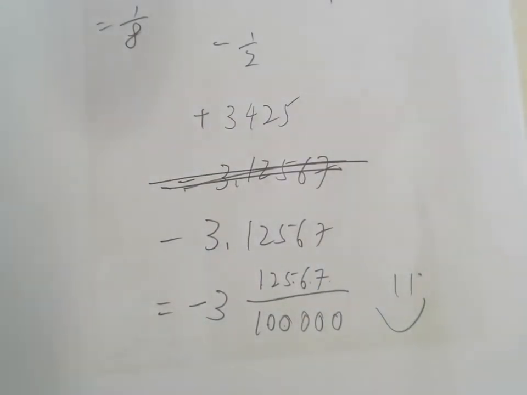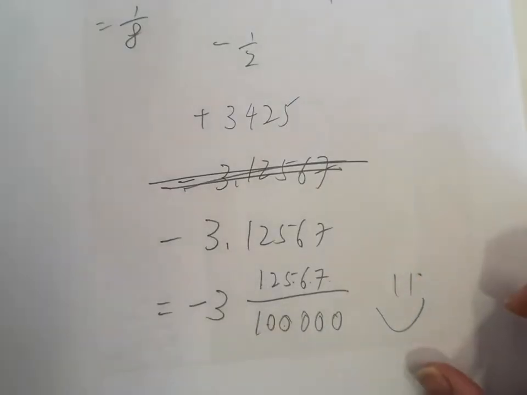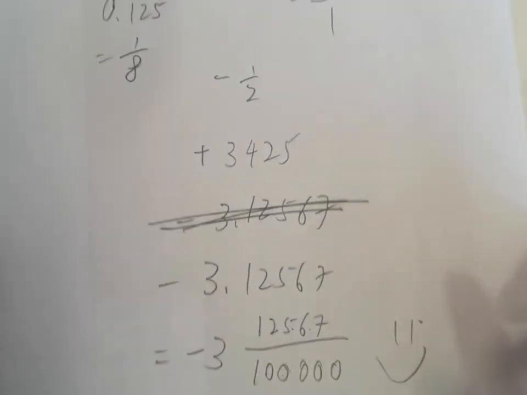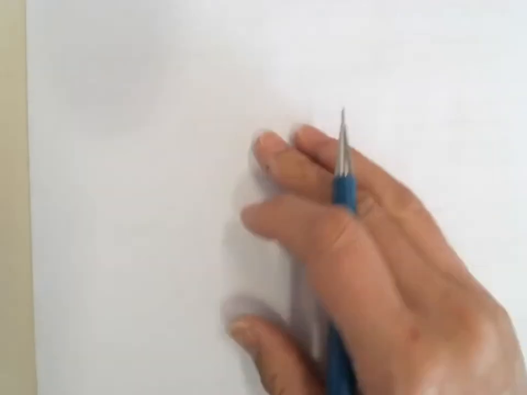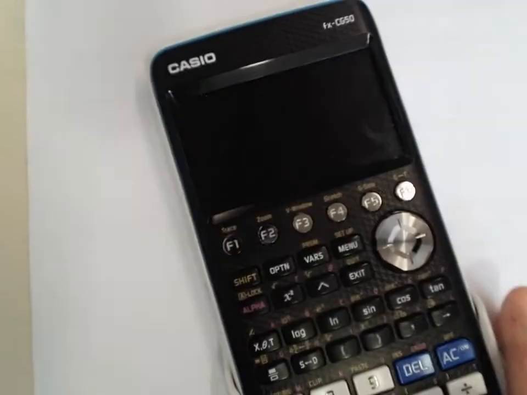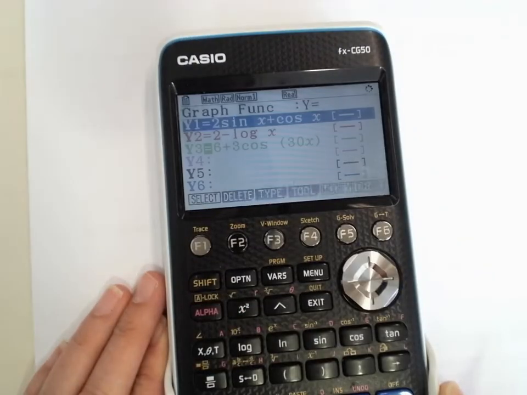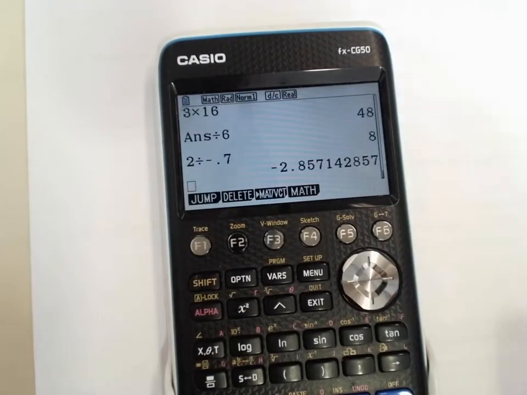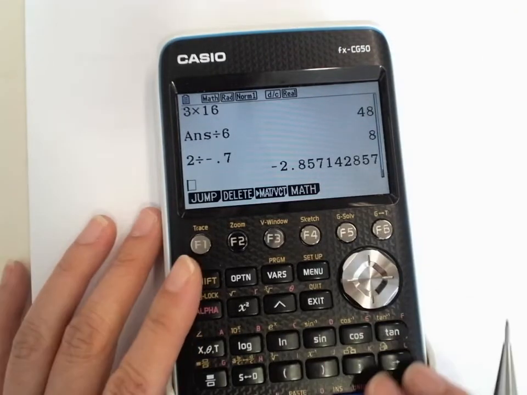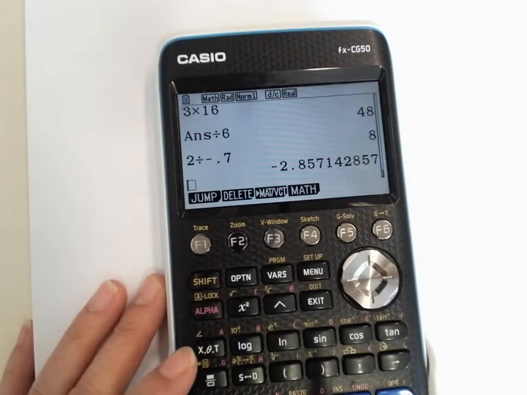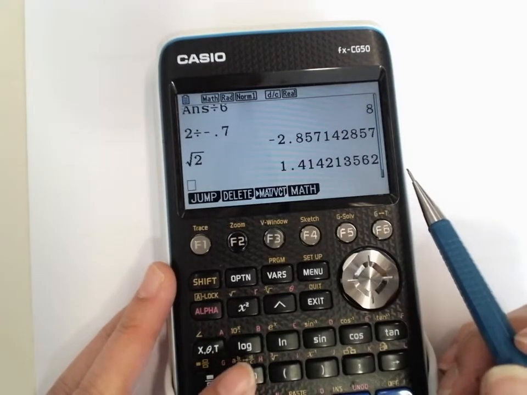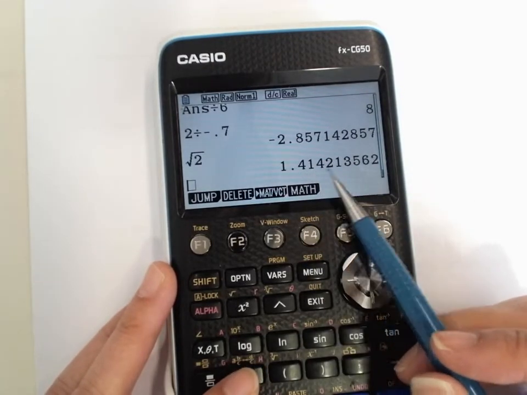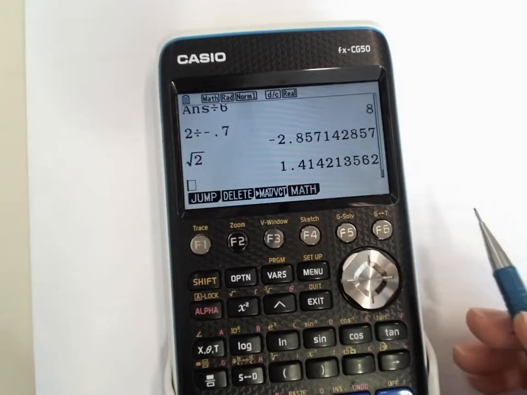But when will some numbers not be rational numbers? When they cannot be written in a fraction. So, for example, if I use a calculator here, a basic calculator, and I type in square root 2, when you write it down, it's actually 1.4 and so on and on. That is an irrational number.